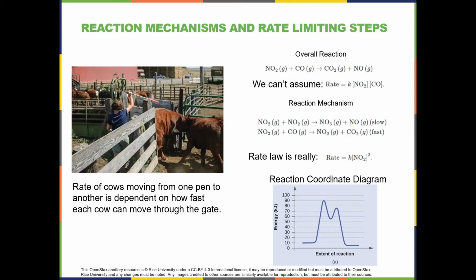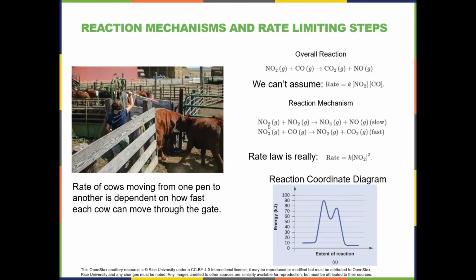You're not dependent on how fast cows can walk. If the cows just had to walk from here to here, that would be much faster than if each one had to go through the gate at any individual time. Therefore, the rate of this process is not dependent on the speed of cows. It's dependent on the speed of going through the gate. Just like this reaction, the rate is dependent on the slow step and not the fast step.